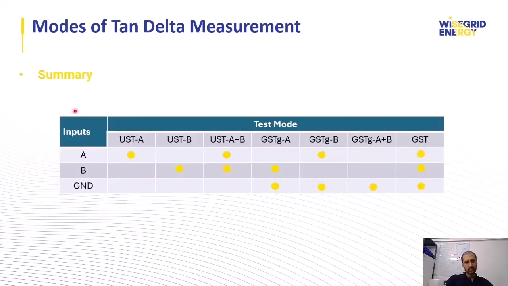So let's summarize the measurement modes. In UST modes, each input which we select is measured. For example, in UST-A mode, input A is measured. In GSTG mode, when we select GSTG-A, input A is guarded. In GSTG-B, input B is guarded. And in GSTG-A plus B, A and B are guarded. And finally, in GST mode, all input currents are measured.